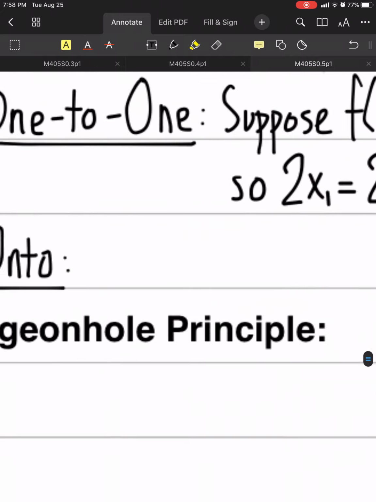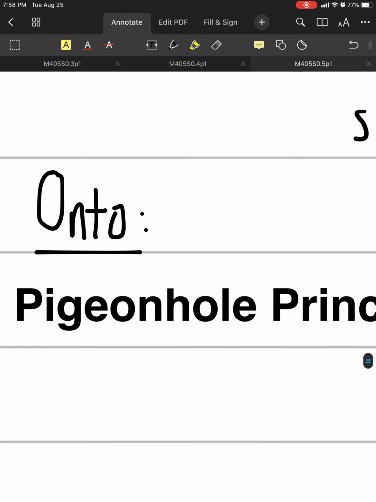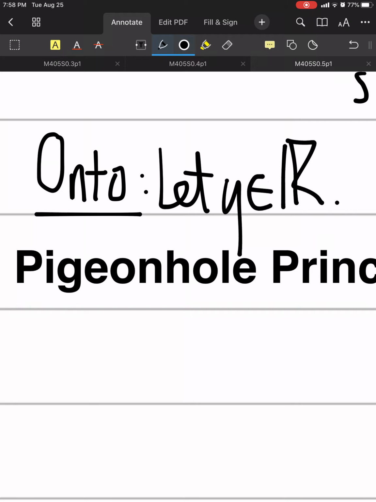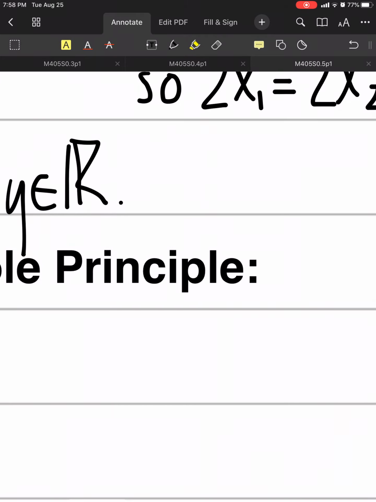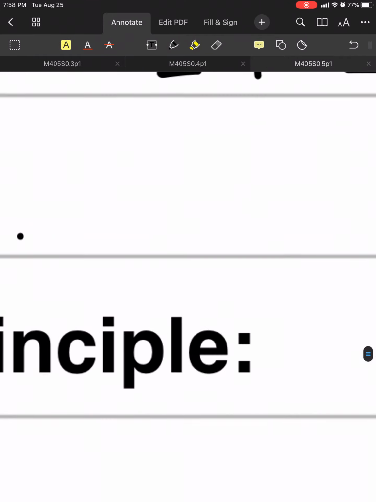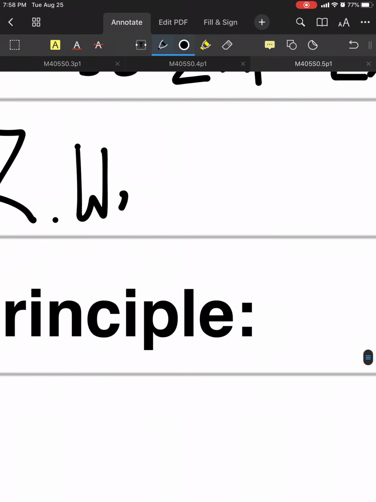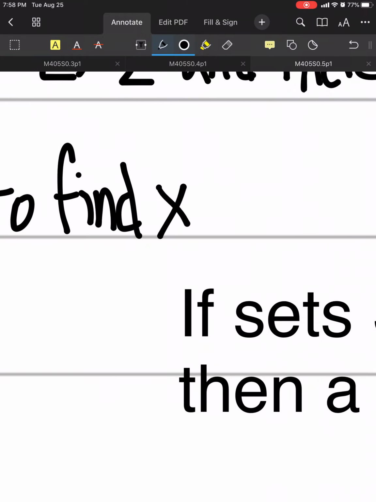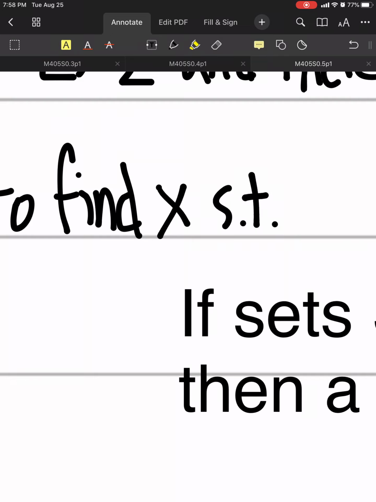So here we're going to start with, remember this is a for any proof, so we start with, let y be an element of the reals. So here we're not saying anything about y, just that it's a real number. And then we want to find x such that f of x equals y.